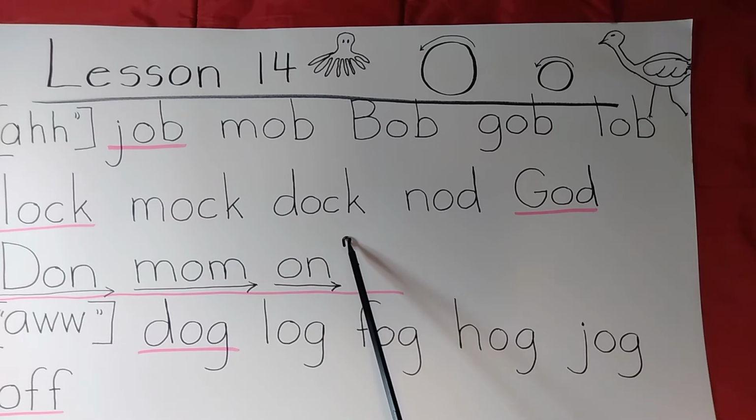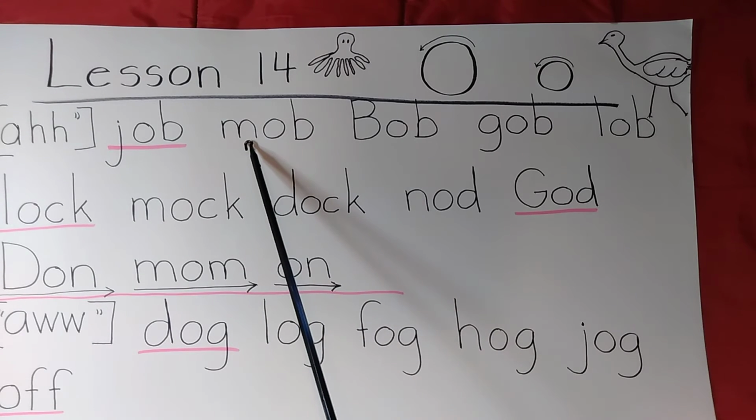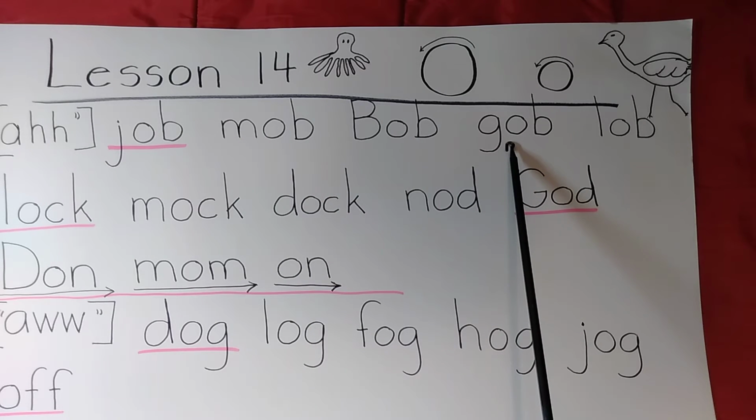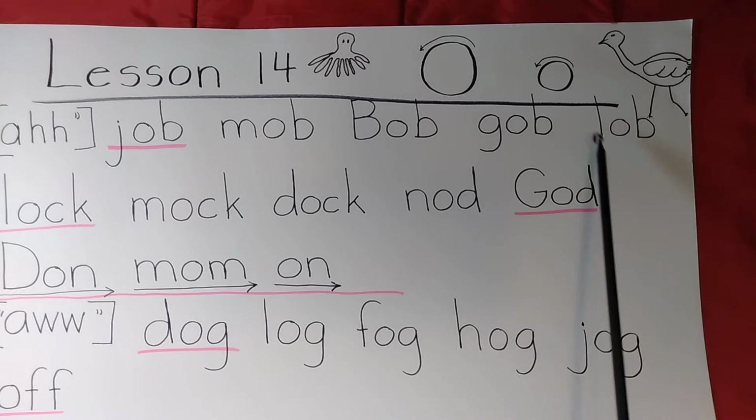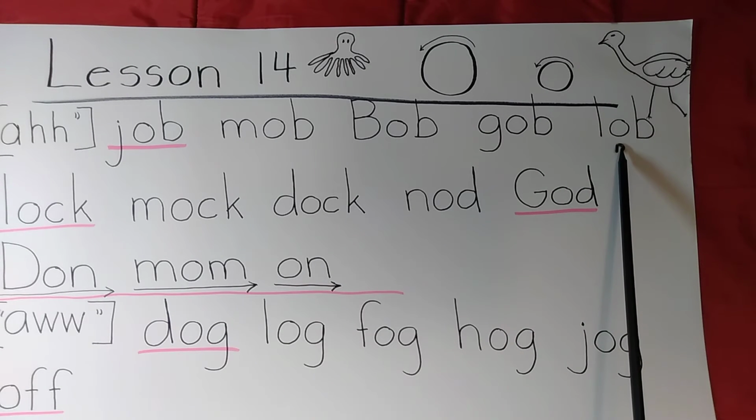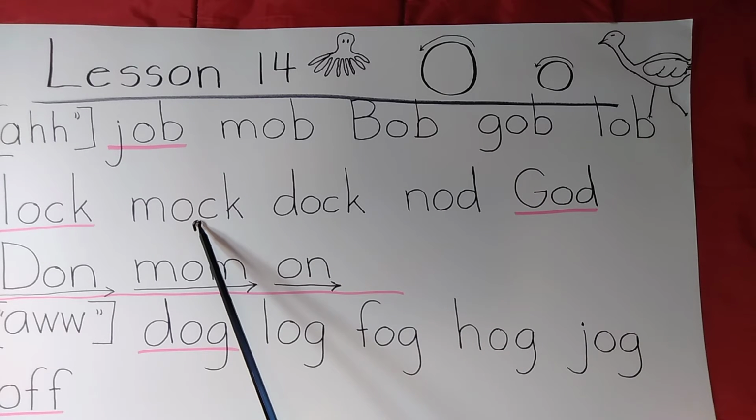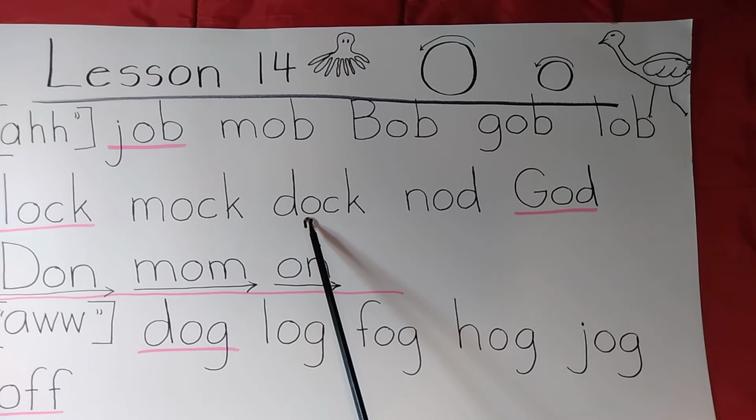And just a couple comments about these. A mob is a large group of unruly people. A gob is a bunch of mushy stuff. A lob is a slow, soft throw. Mock means to make fun of. And a dock is a structure that a boat can be tied to.